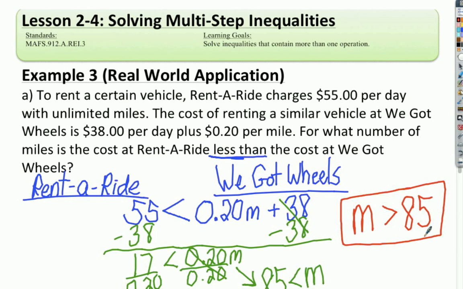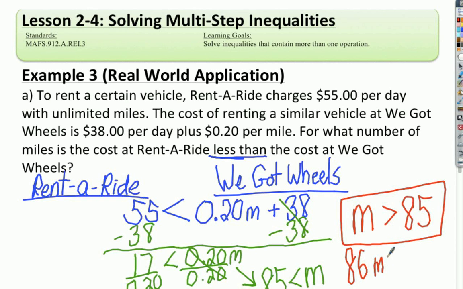So what would happen if I only drove the car for 80 miles? Which company would cost less if I only drove 80 miles? Juliana? We Got Wheels would still cost less. So at what point does Rent-A-Ride become less? It's when we go over 85. So since you have to pay for exact whole miles, you can't pay for half a mile, it would be 86 miles or more. So that's interpretation.